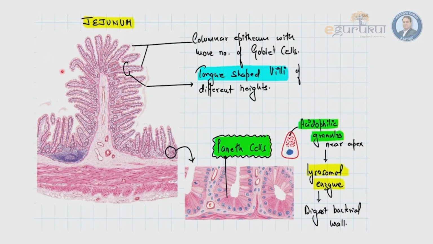In the duodenum the villi were more closely packed, but in the jejunum they are not that closely packed, and they are more tongue-shaped. We call them the tongue-shaped villi.